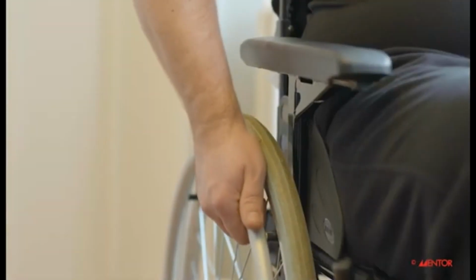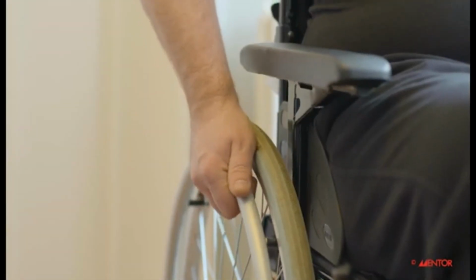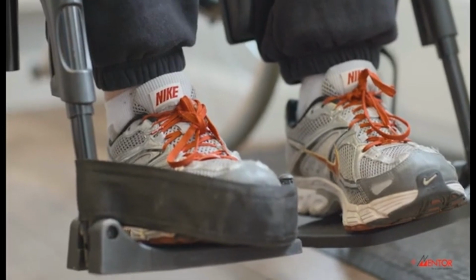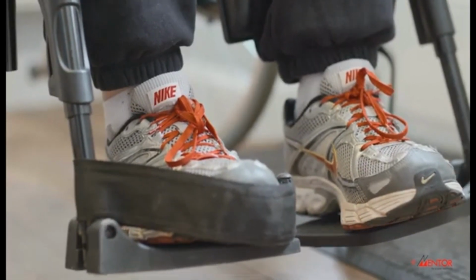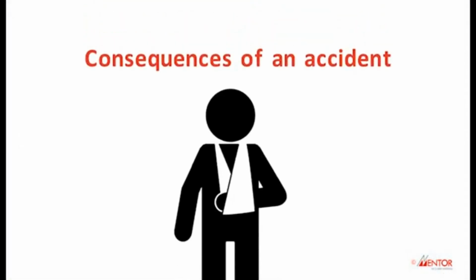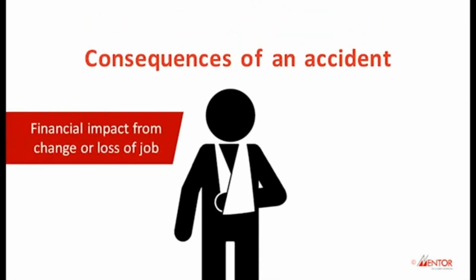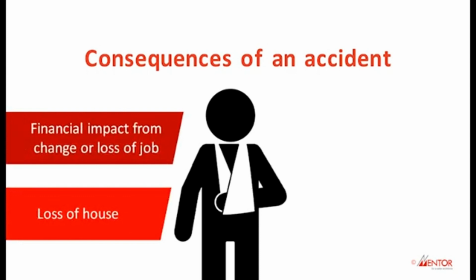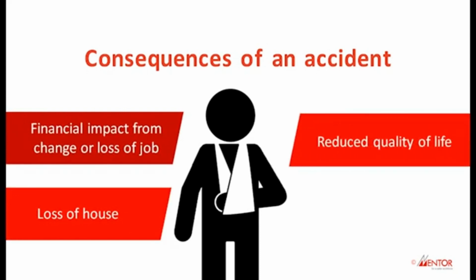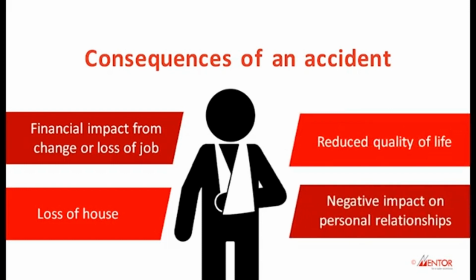As well as the physical injuries, people often overlook the possible life changes which may occur following an accident. The financial impact of losing your job or having to do a job which pays less can lead to loss of your house due to not meeting mortgage or rent payments, inability to continue with your hobbies, even affecting your personal relationships like not being able to play with the kids or walk your dog.